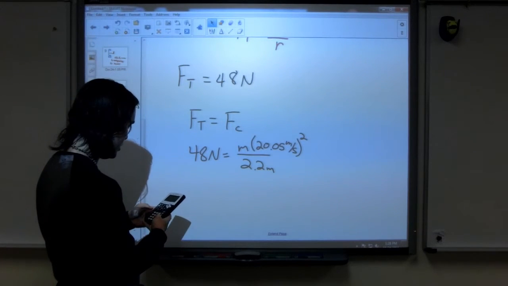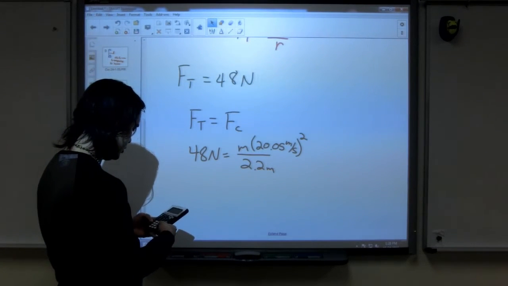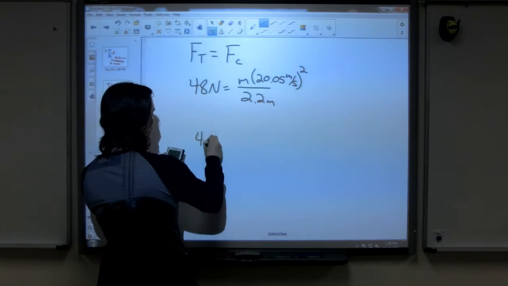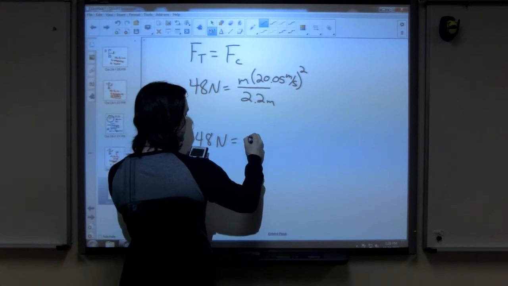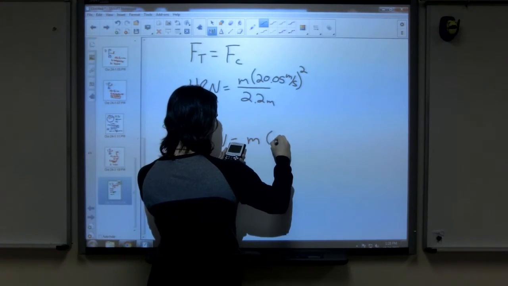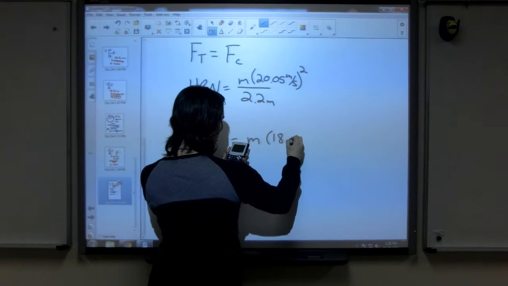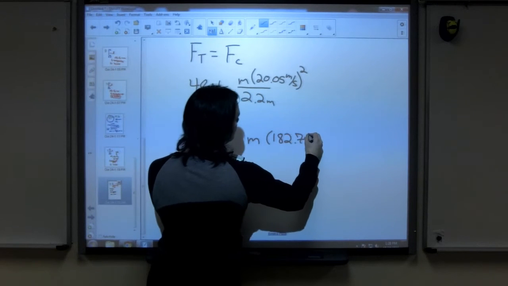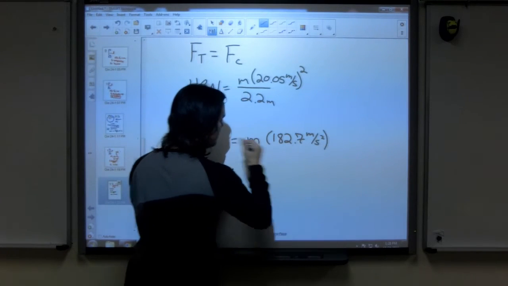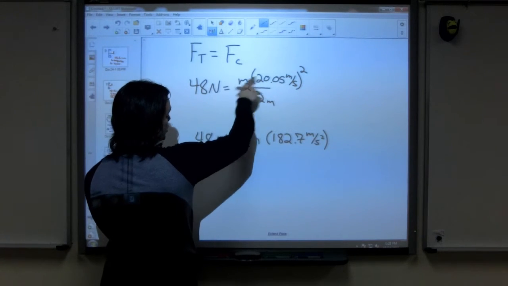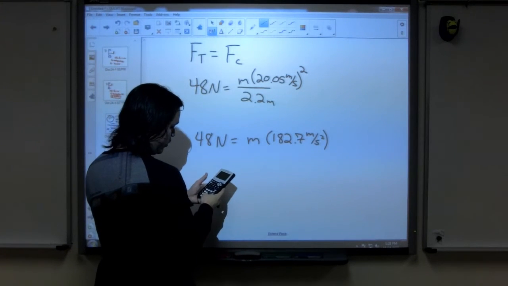20.05 squared divided by 2.2. This gives me the following: 48 newtons equals whatever the mass of this rock is times 182.7. What's that going to be? Meters per second squared. I can now divide both sides by that. You can also multiply by 2.2 and then divide by 20.05 squared.